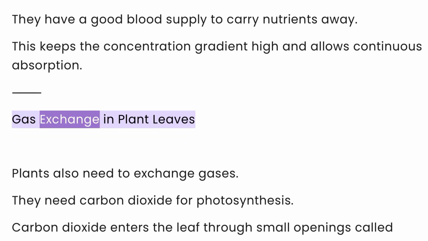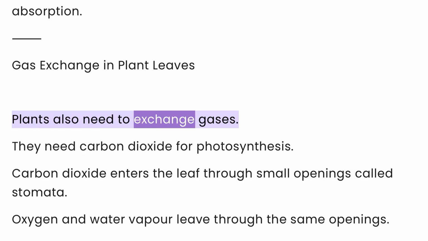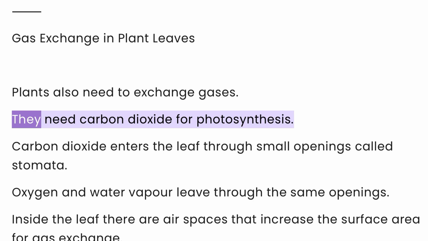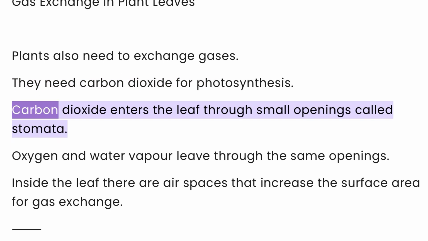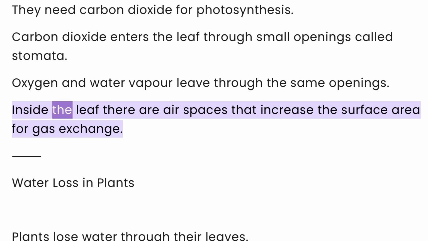Gas exchange in plant leaves. Plants also need to exchange gases. They need carbon dioxide for photosynthesis. Carbon dioxide enters the leaf through small openings called stomata. Oxygen and water vapor leave through the same openings. Inside the leaf, there are air spaces that increase the surface area for gas exchange.